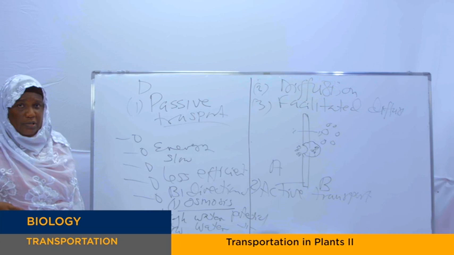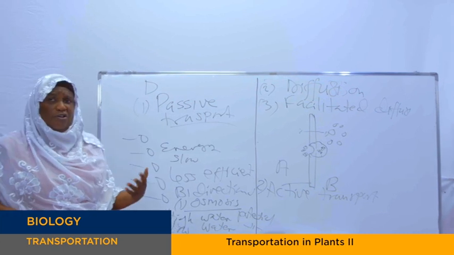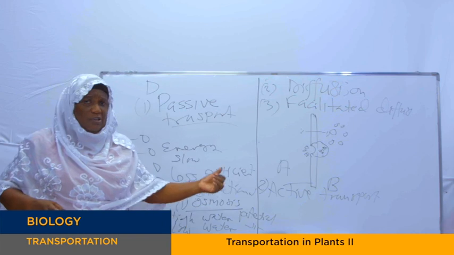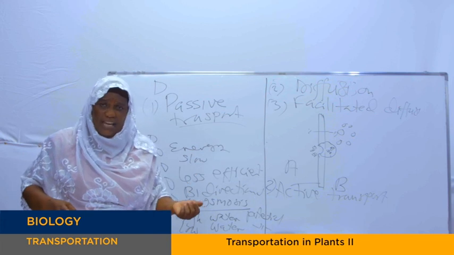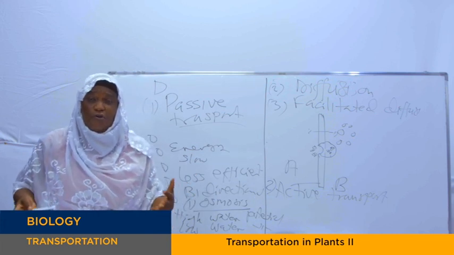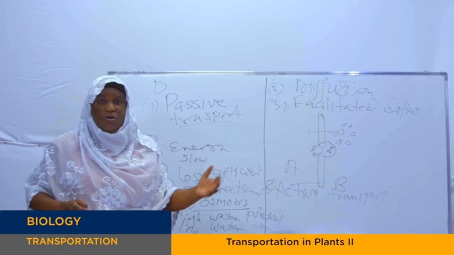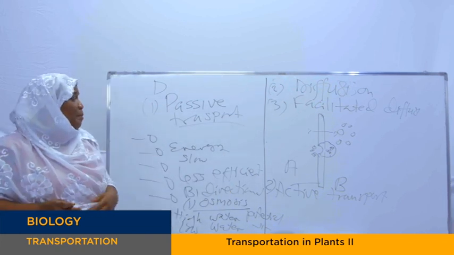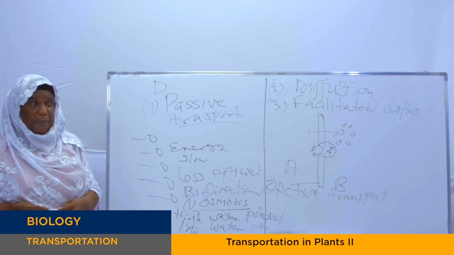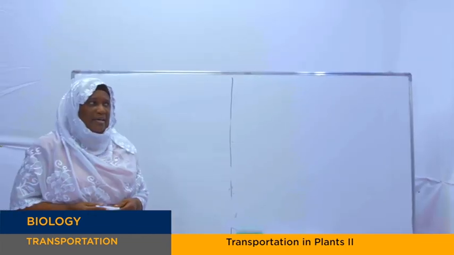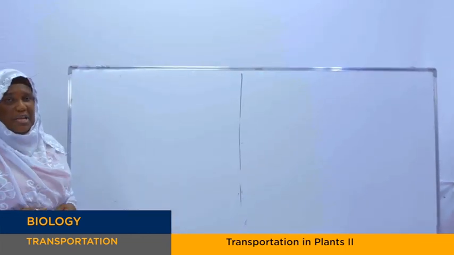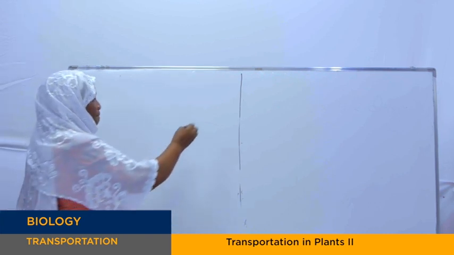I think you have understood. You may also check your notes of Form 5. You also discussed passive transport and active transport in cytology. Therefore, it is better for you to revise everything concerning active and passive transport. Question number 2 says: describe the paths of movement of water and mineral salts across the roots.